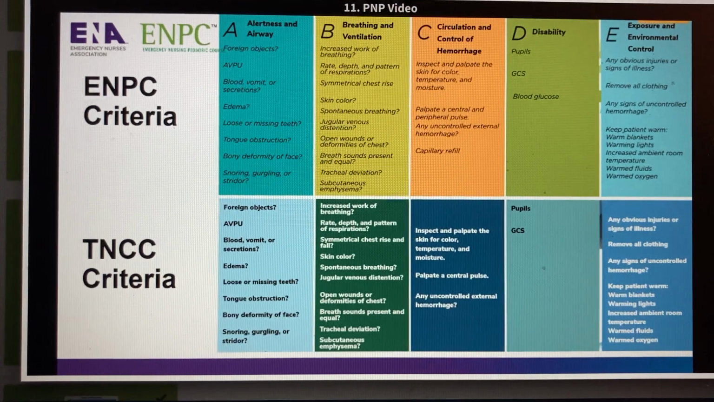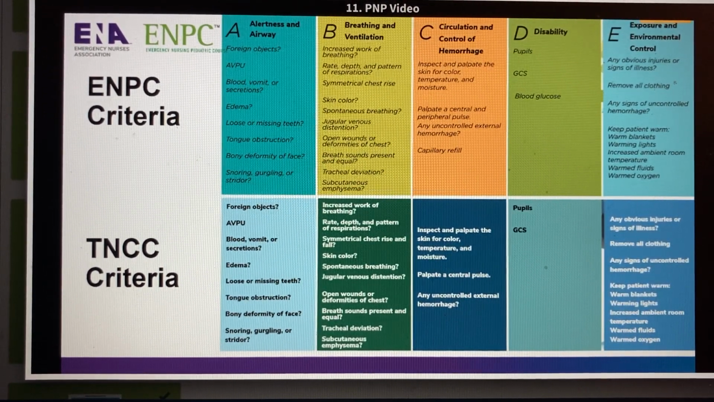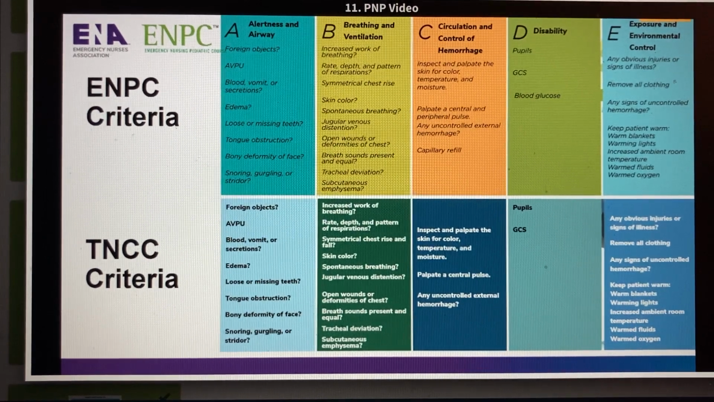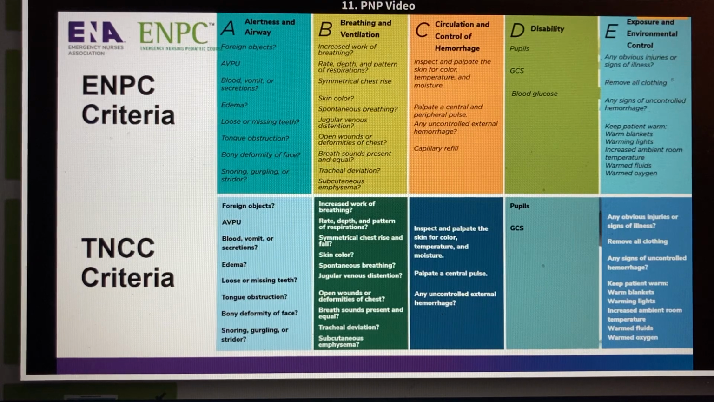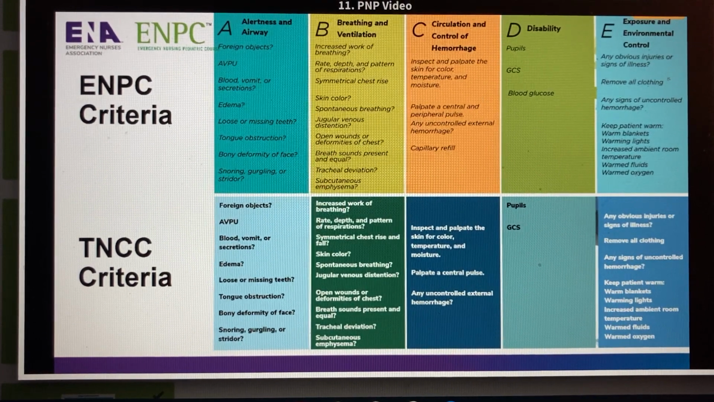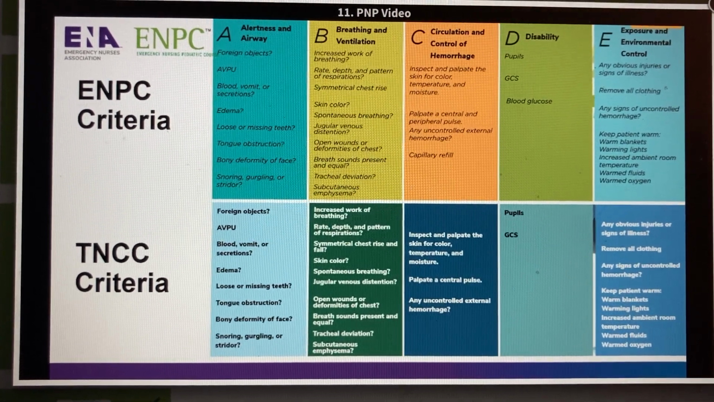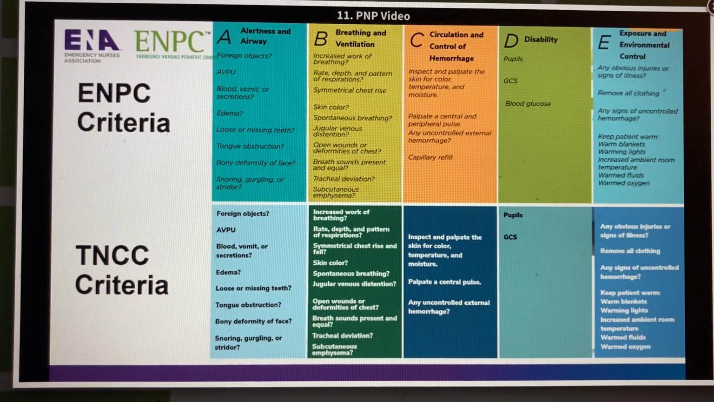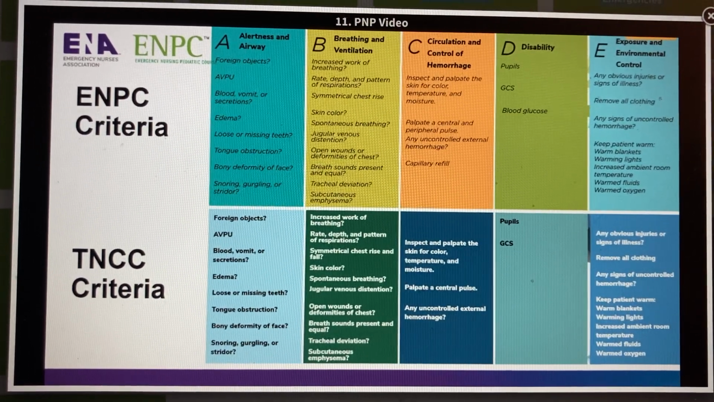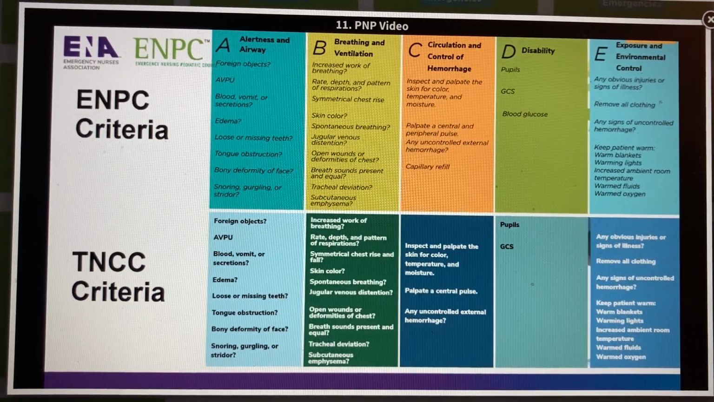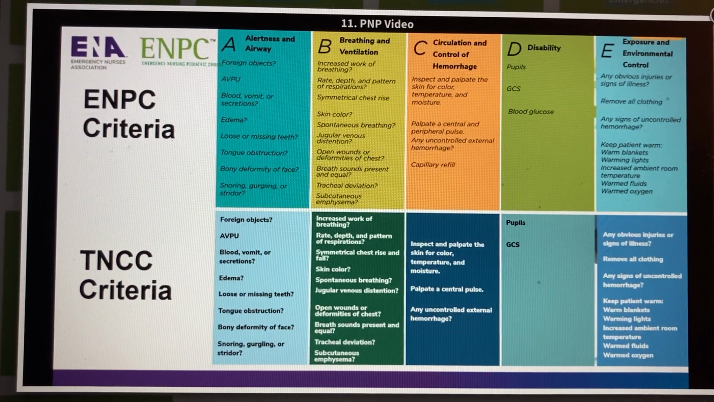Alertness and airway, breathing and ventilation, circulation and control of hemorrhage, disability, and exposure and environmental control are the A, B, C, D, E of the primary survey. Listed on the screen are the assessment criteria for each letter. Each letter must be assessed in order, making them double-starred steps of the pediatric or trauma nursing process. Performing these steps out of order can easily result in missing a life-threatening condition.